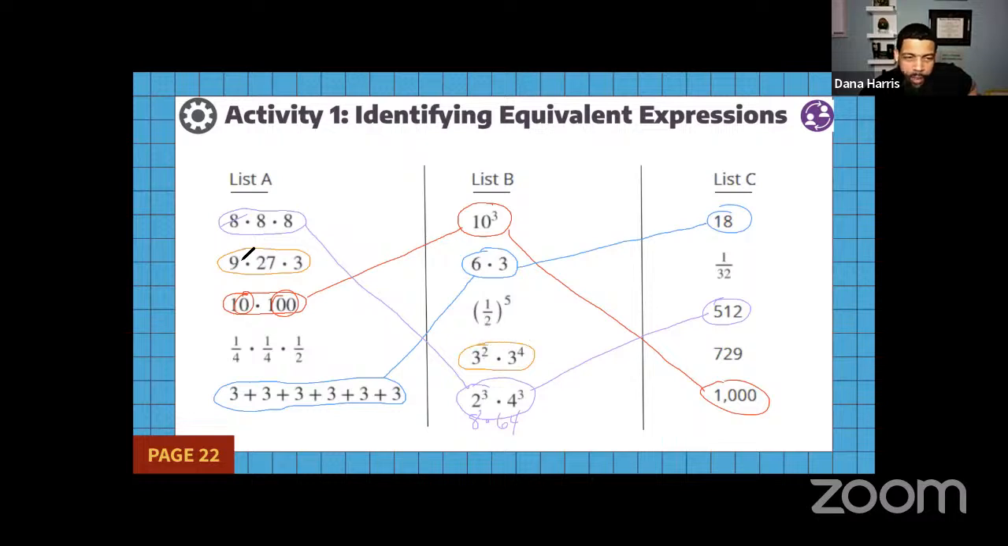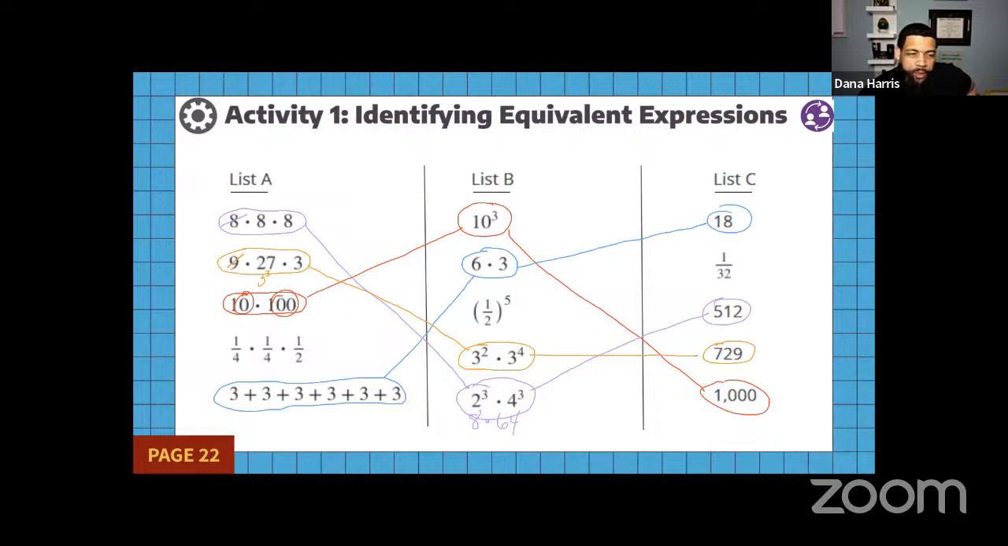3 to the second power is equal to 9. And then we have 3 to the fourth power, right? 27 is 3 to the third power, and 3 to the third power times 3 gives me 3 to the fourth power. So that matches there. And if we multiply those out, we will get 729.